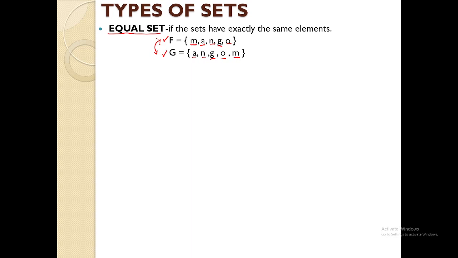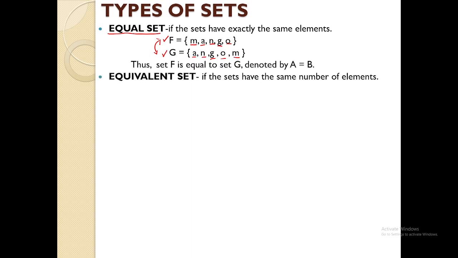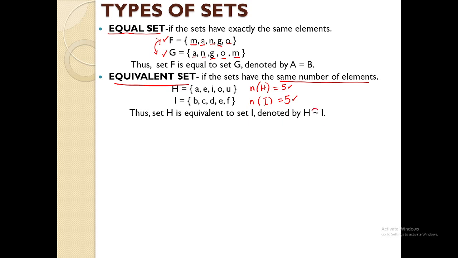Okay? There's what you call equivalent sets now. Equivalent sets if the sets have the same number of elements. Example, H: A, E, I, O, U. I: B, C, D, E, F. Now, how many elements are there in set H? 5. Okay, the number of elements in set H is 5. How many elements are there in set I? 5. It's also 5. So take note, the same number of elements, 5 and 5, they are considered equivalent sets. And this is our symbol for equivalent. This is our symbol for equal sets.